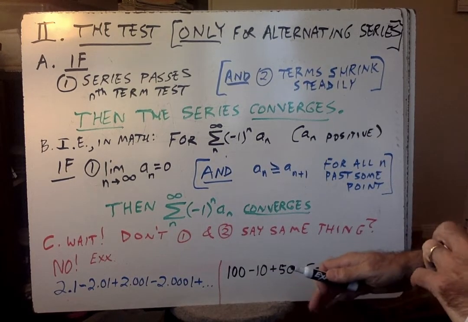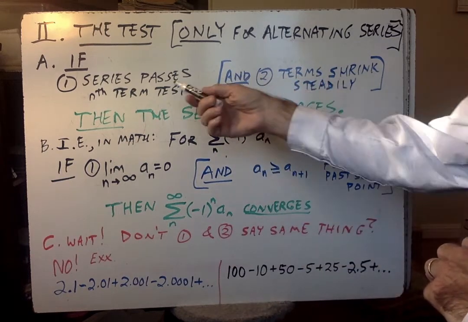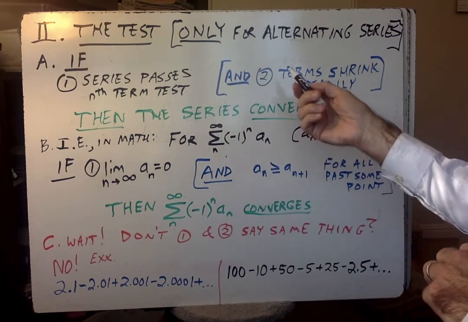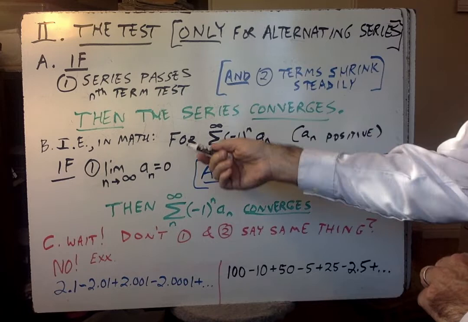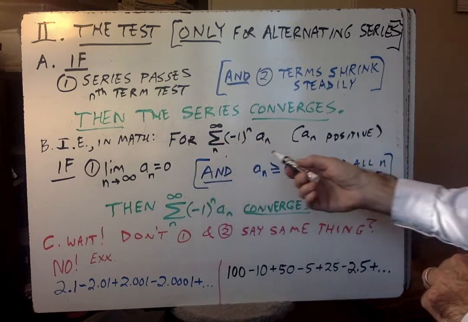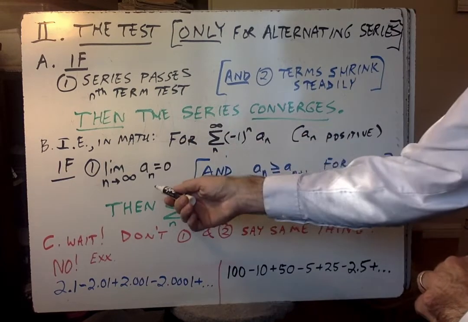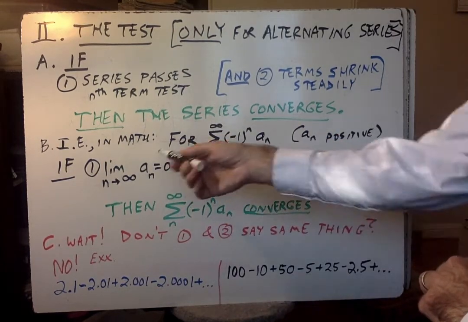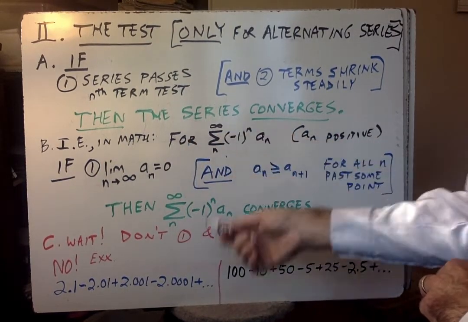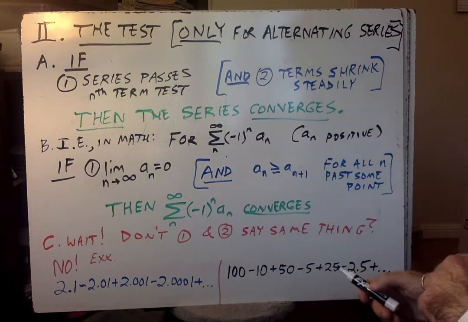For a lot of people first running into this, they'll say, wait, isn't that just saying the same thing twice? How can a series pass the nth term test? How can the limit be 0 without the terms shrinking steadily? Or if the terms do shrink steadily, doesn't the limit have to be 0? The answer is absolutely not. These are two different things. So here are some counterexamples to show that.